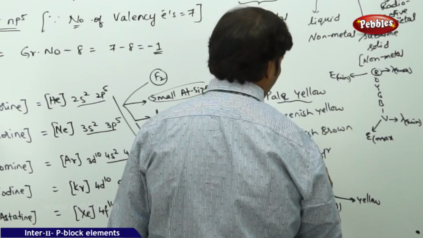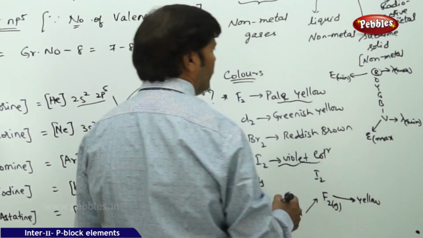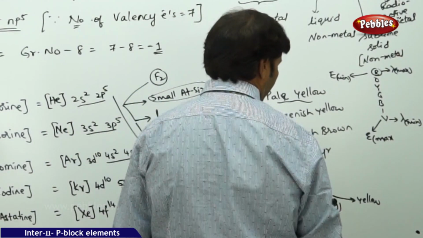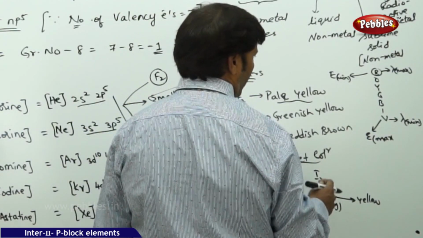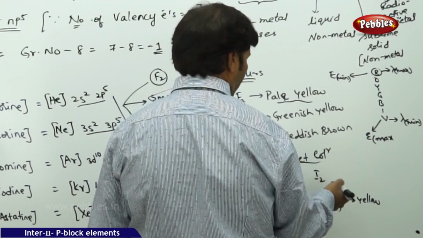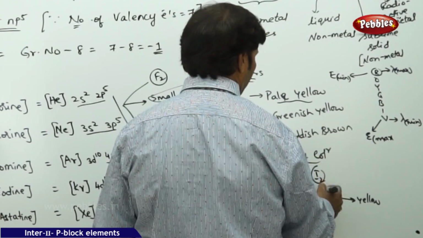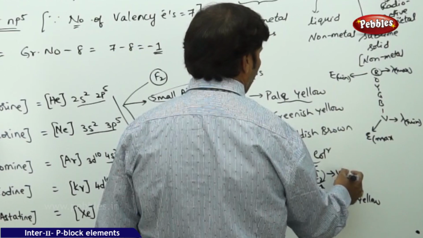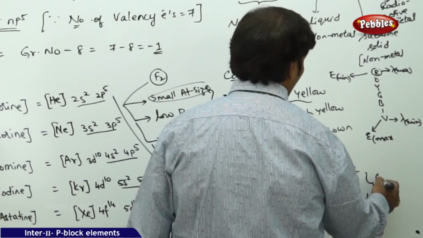Similarly, iodine is very large, so it tries to absorb the lower energy red color radiation, and it gives violet color. The same situation is taking place here, with different complementary colors. So the same explanation applies for iodine, which is violet. So violet and yellow are complementary.